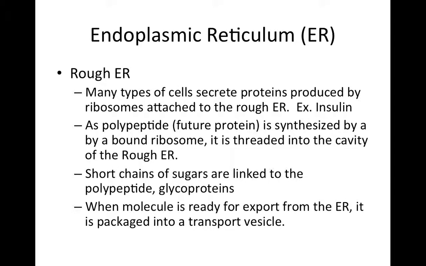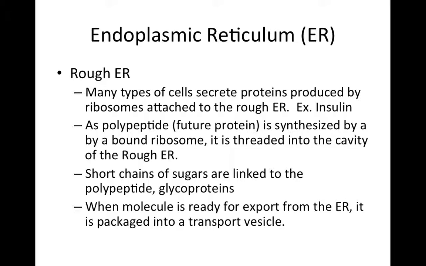Then you have the rough endoplasmic reticulum. Again, if you look under a microscope at an endoplasmic reticulum structure and it looks rough, like there's little things studded around it, those are the ribosomes attached to it. So many types of cells secrete proteins produced by ribosomes attached to the rough ER. And insulin is a perfect example.